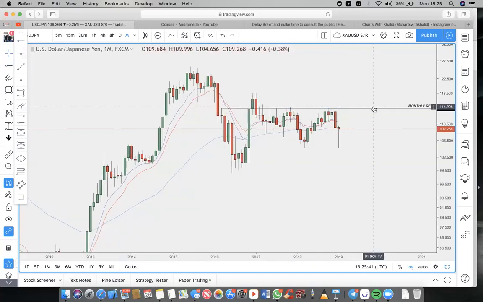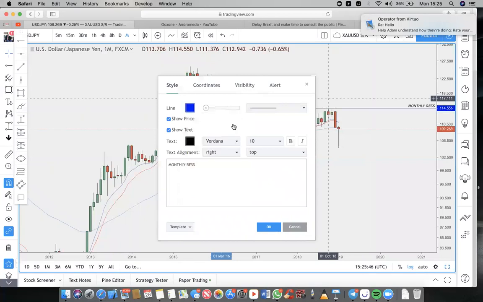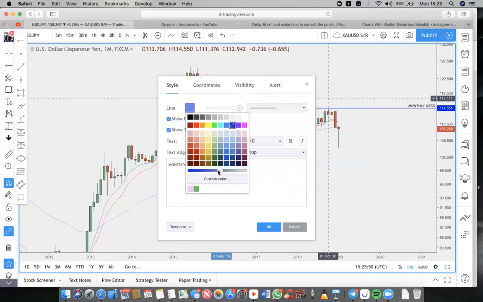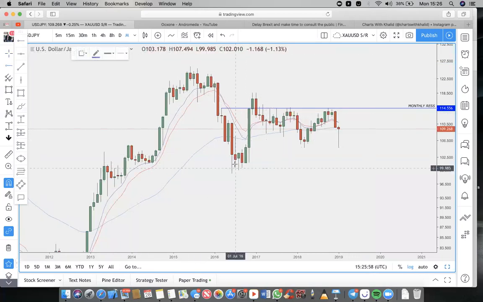Yeah, I like to color coordinate. I'll put that in the middle. That's my monthly resistance. So that's my monthly resistance. Now I'm going to look for a monthly support.